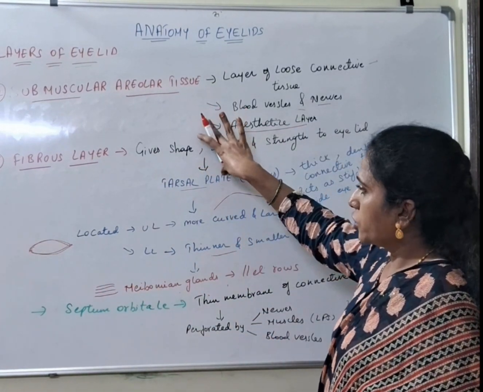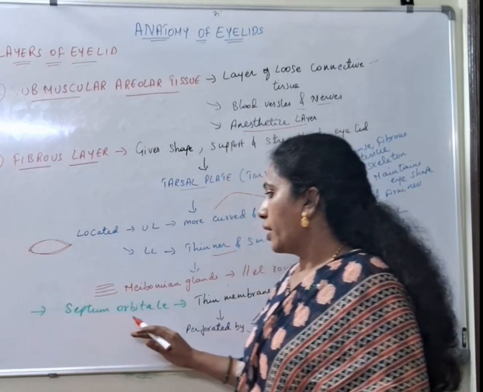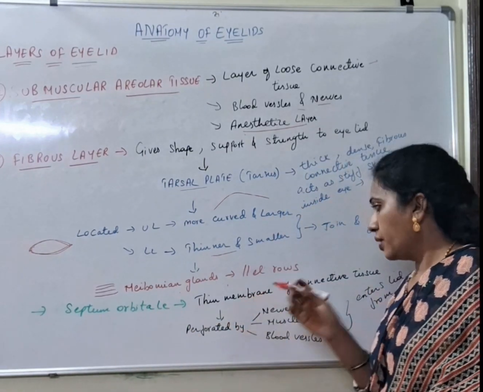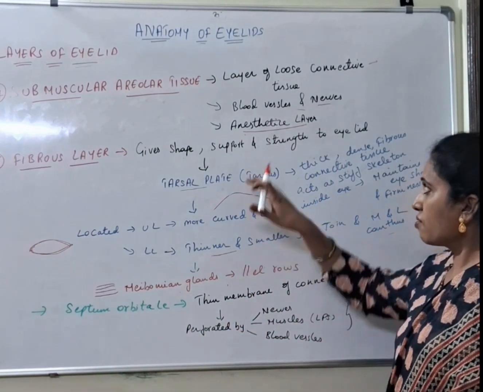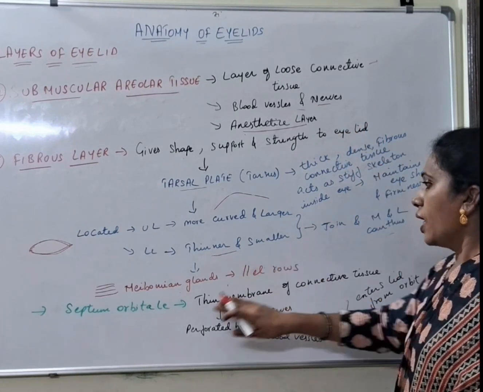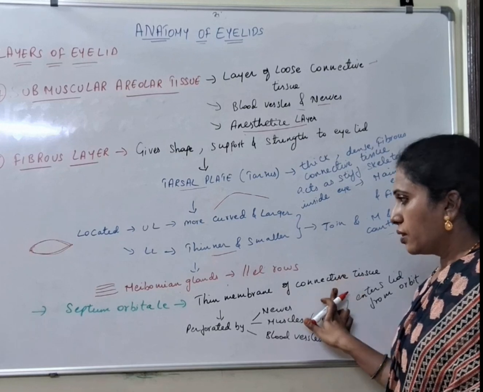In addition to the tarsal plate, this fifth layer also contains the septum orbitale. The septum orbitale is nothing but a thin membrane of connective tissue. This tarsal plate is the thick membrane of connective tissue, and this septum orbitale is the thin layer of the connective tissue.